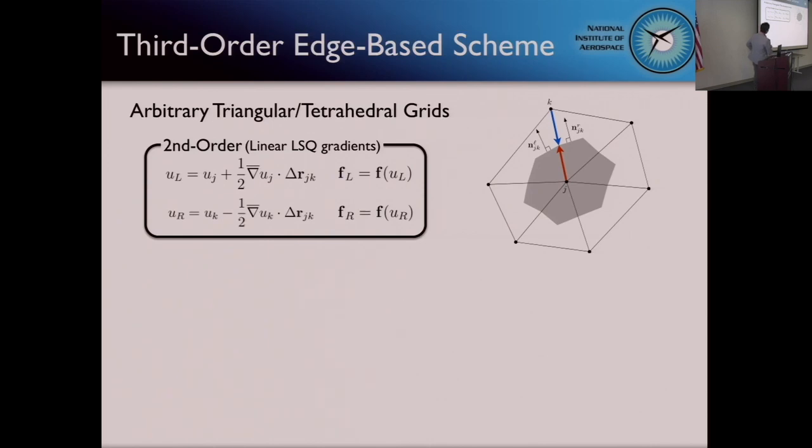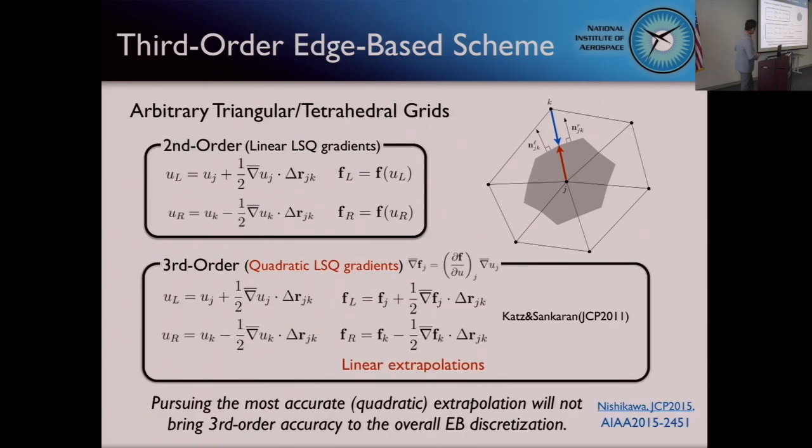Typically, you compute the gradient at each node and then linearly extrapolate the solution to the edge midpoint. And then you have left and right states to compute the numerical flux. And the recent discovery by Katz and Sankaran is that this edge-based scheme achieves third order if you compute the gradient by quadratic fit, so that it is exact for quadratic functions. And also the fluxes are linearly extrapolated. The gradient of the flux can be computed by the chain rule. So all we need is the quadratic least-squares gradient for the solution.